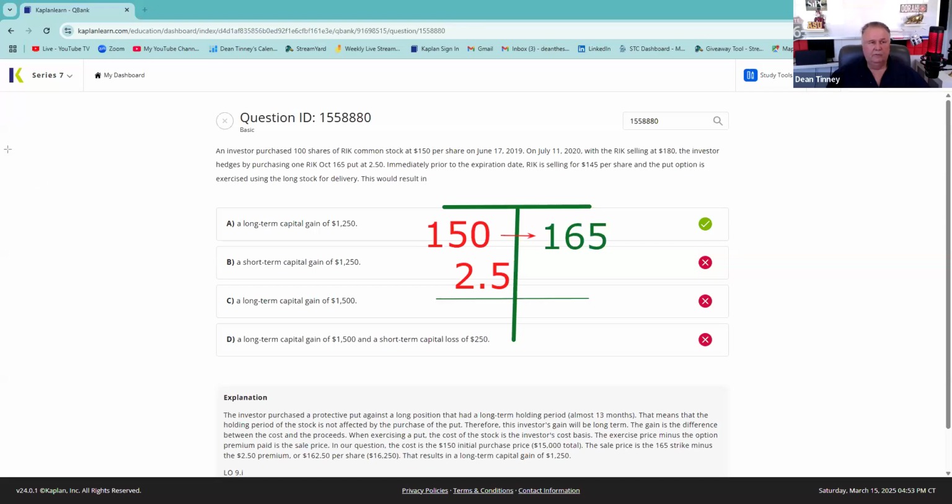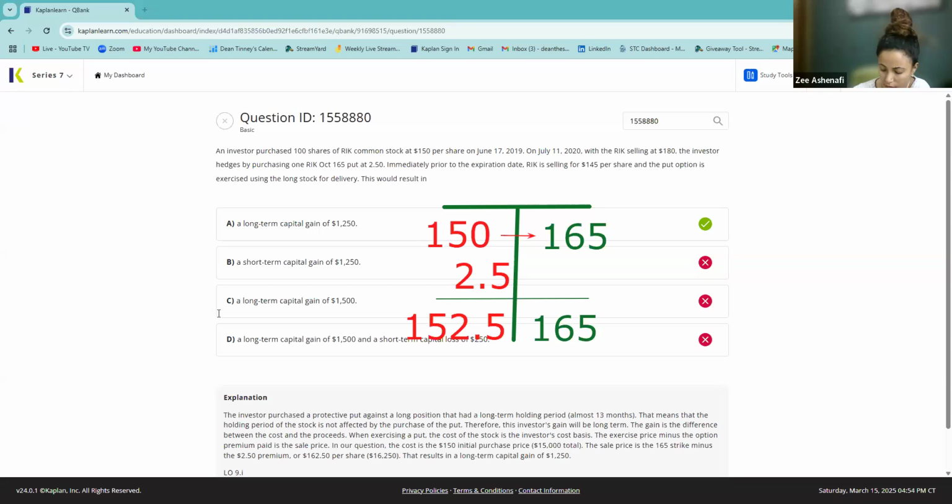And so now, how happy are you? Well, let me just total this up. We've got a total of 152 and a half out, and a total of 165 in. And the difference, again, this is how Dean does it, I do it on a per share basis. And then remember, there's one contract here, right? So that times 100. So 165 is my sales proceeds minus 152 and a half is 12 and a half times 100, 1250. Do you recall what you tried to do on this one?